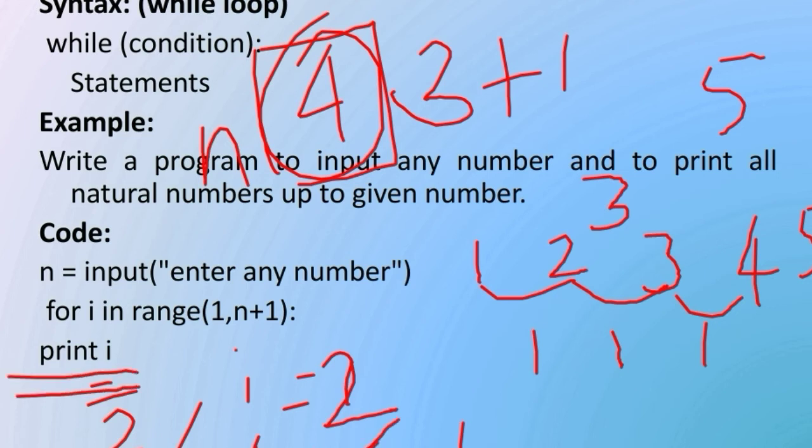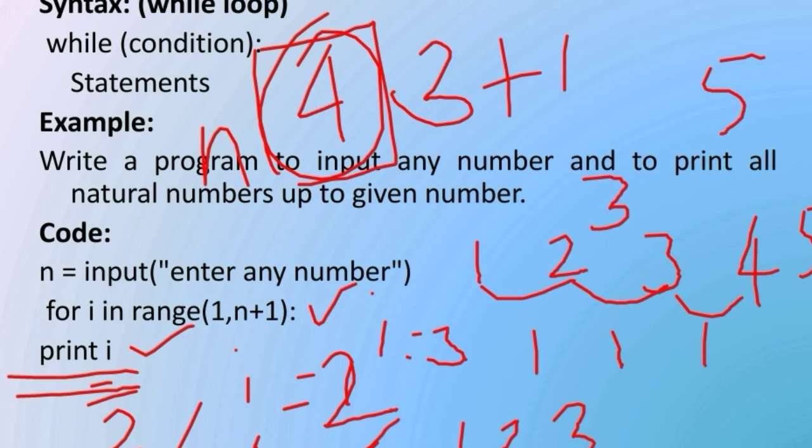Now print I. I has the value 2. So then 2 is printed on the screen. I is changed to the value 3. So condition check, that is 3 is less than 4. That condition is true. Then the statement within the for loop is executed. That is, print I is executed. Now the value will be 3.